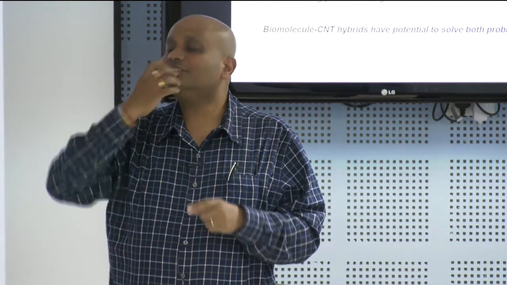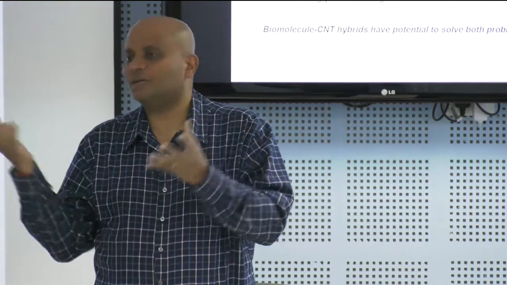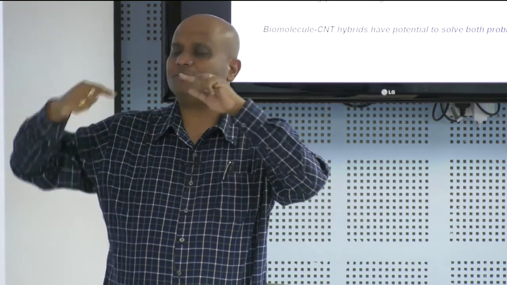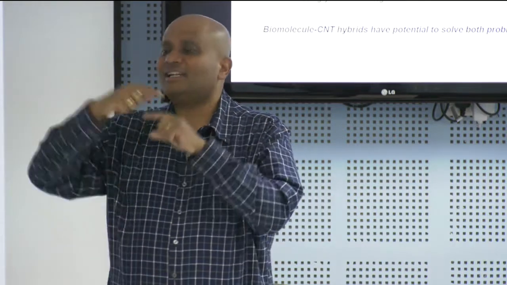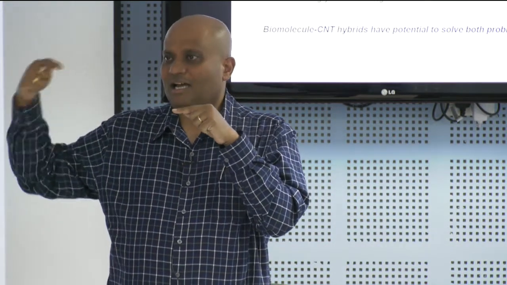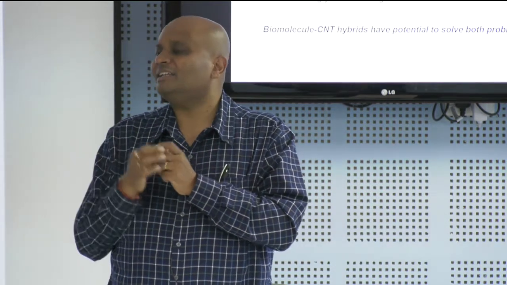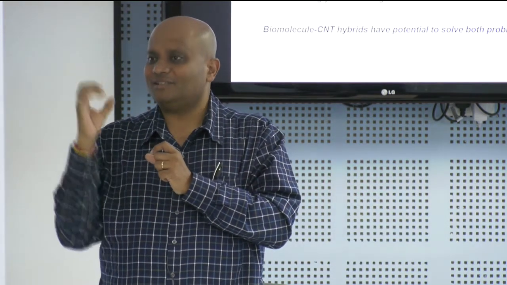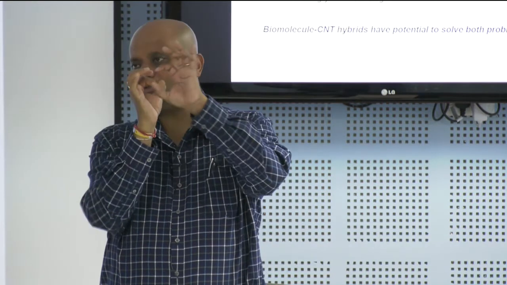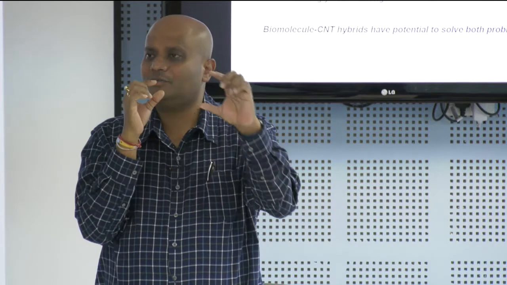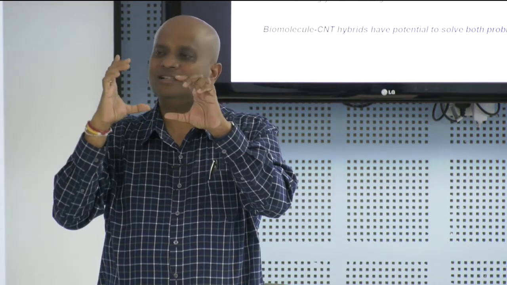If you put single stranded DNA or even double stranded DNA, DNA has that helical structure. So it wraps around like a spring, and the carbon nanotube diameter is such that, when we say chirality, chirality depends upon the diameter. So if you have a diameter which fits into the spring, that is where the DNA will wrap around the carbon nanotube. If you have a larger diameter, then it would not go wrapping around it.